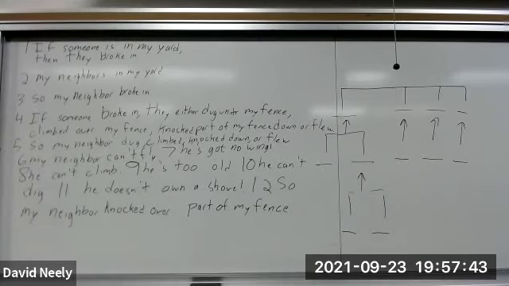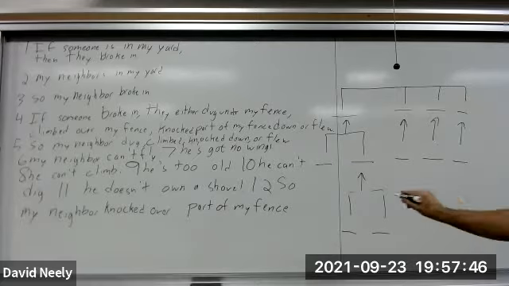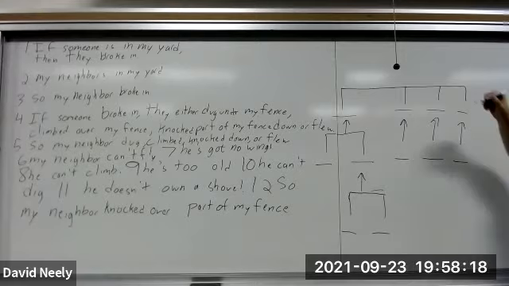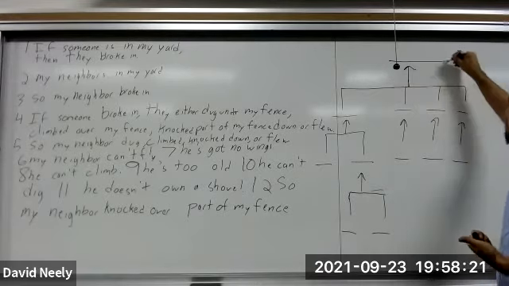So here's the argument we have. It's 12 total sentences. What we have is, if someone is in my yard, then they broke in. My neighbor is in my yard, so my neighbor broke in. And if someone broke in, they either dug under my fence, climbed over my fence, knocked part of my fence down, or flew. So that means my neighbor dug, climbed, knocked down, or flew. My neighbor can't fly. He's got no wings. He can't climb. He's too old. He can't dig. He doesn't own a shovel. So my neighbor knocked over part of my fence. That is 12 sentences that exist in this structure right here.